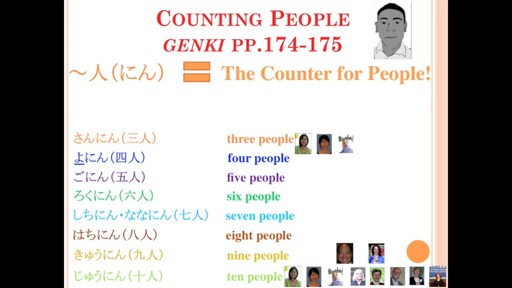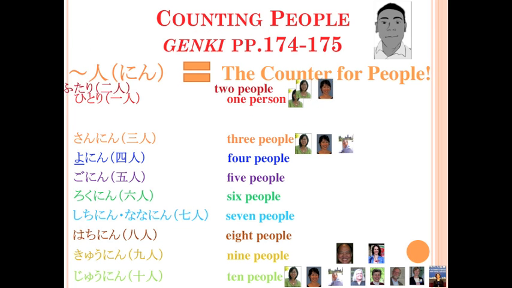I'm sure that you've noticed that we started counting people at 3 people. The reason for this is that the counters for one person and 2 people are irregular. For one person, we say hitori. When written in kanji, we write the kanji for ichi and the kanji for nin. This irregular counter, however, is read as hitori.